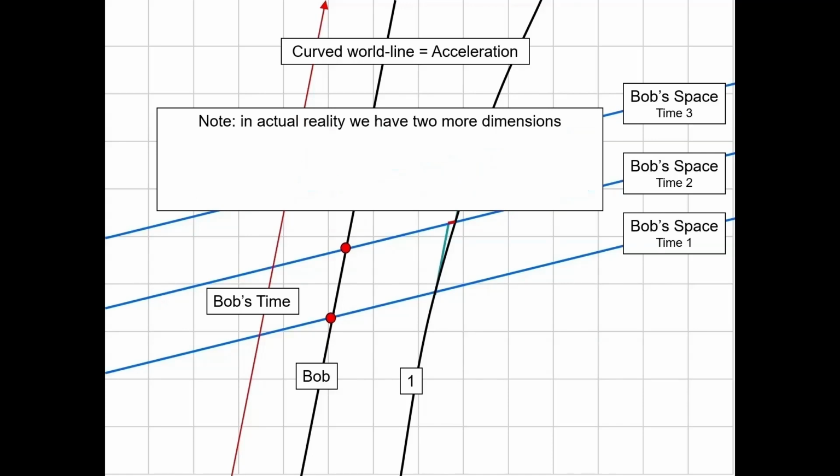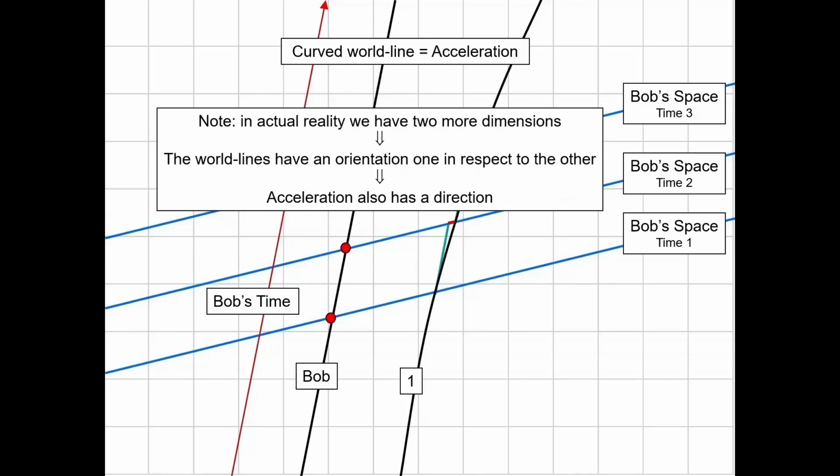Again, note that in actual reality we have 2 more dimensions. So again, the world lines have an orientation, one in respect to the other, and this means that acceleration also has a direction. It's not only a value, it also has a direction.